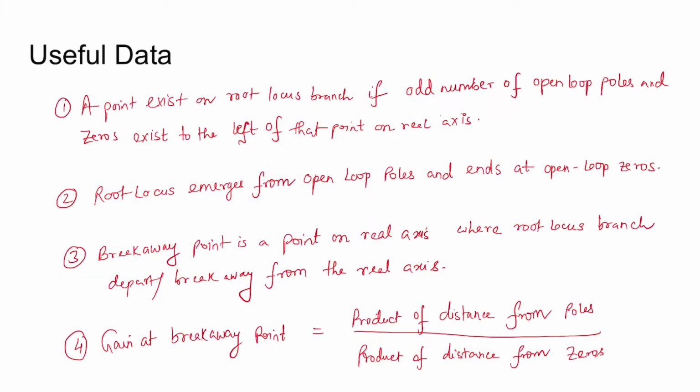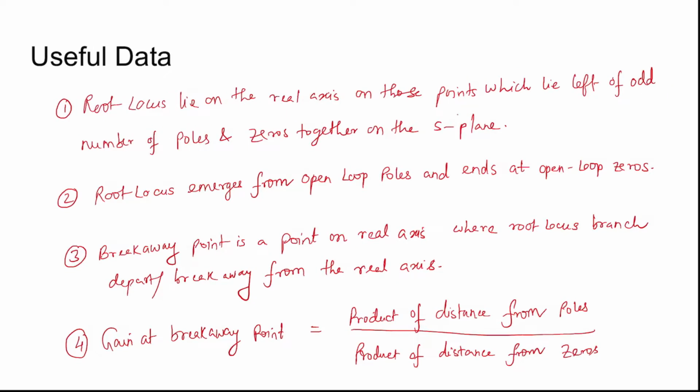For useful data, you need to know where the points on a root locus branch will exist. The root locus lies on the real axis on those points which lie to the left of an odd number of poles and zeros together. For example, in this scenario, in this zone the points lie to the left of an odd number of poles and zeros together because there is only one pole. So here it is allowed.